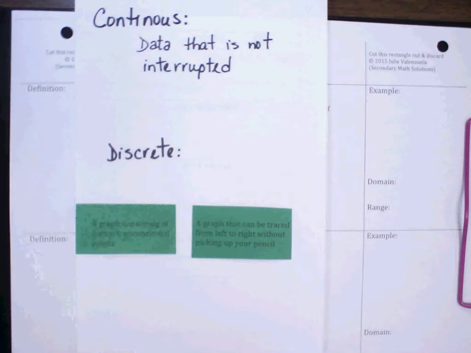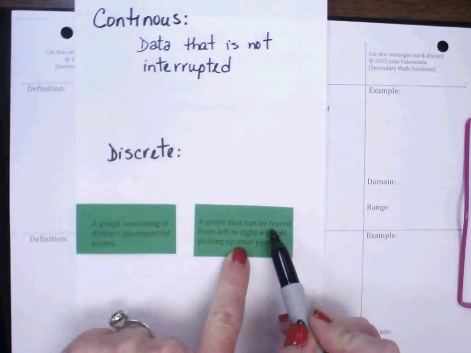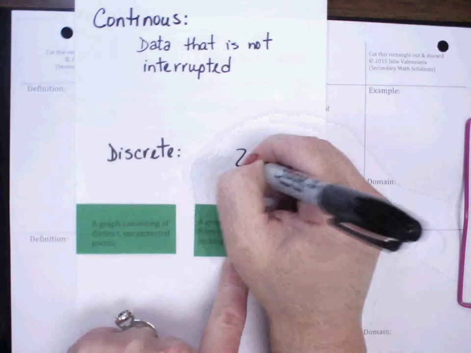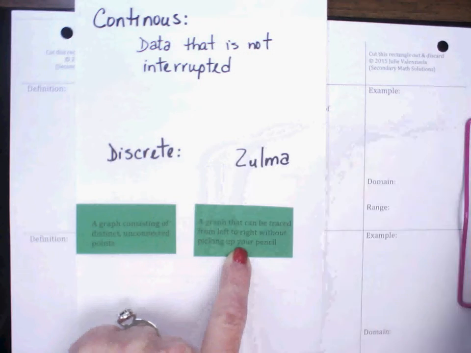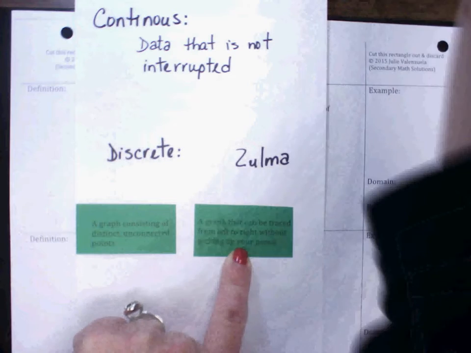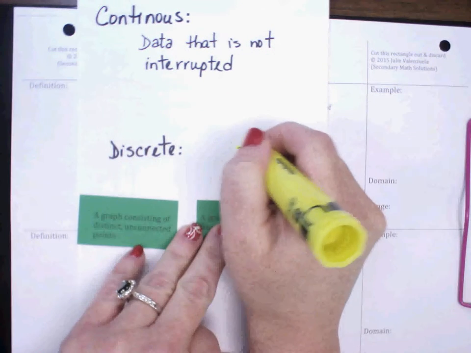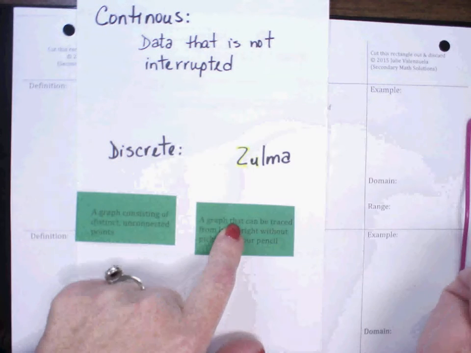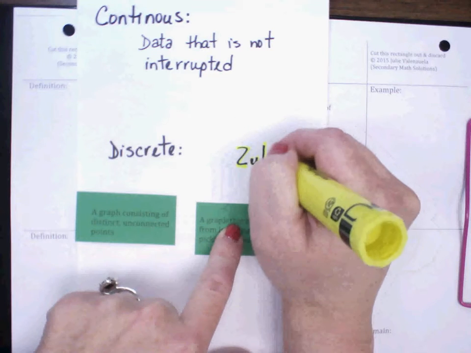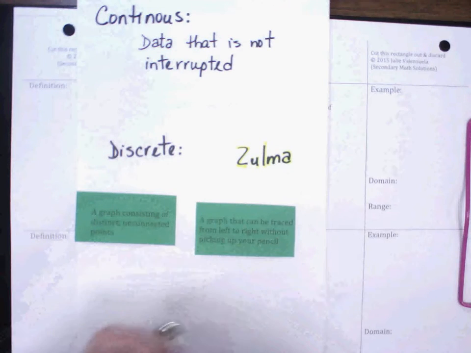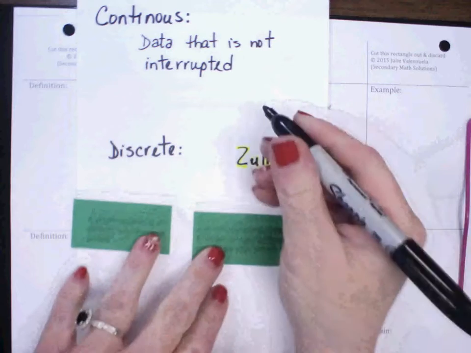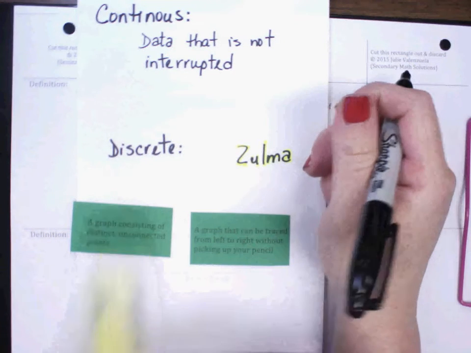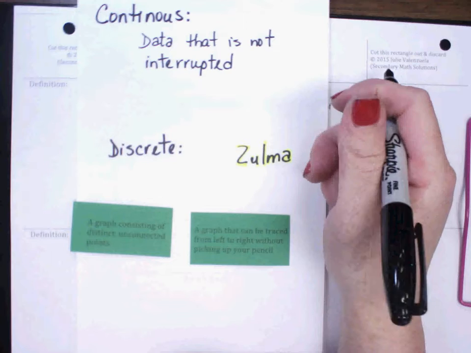A graph that can be traced, because if it can be traced, do you have to pick up the pencil? No, you do not. If I write my name and I want to trace it, do I pick up the pencil when I do the Z? No. Do I pick up the pencil when I do the L? No. I didn't when I did each individual point, right?